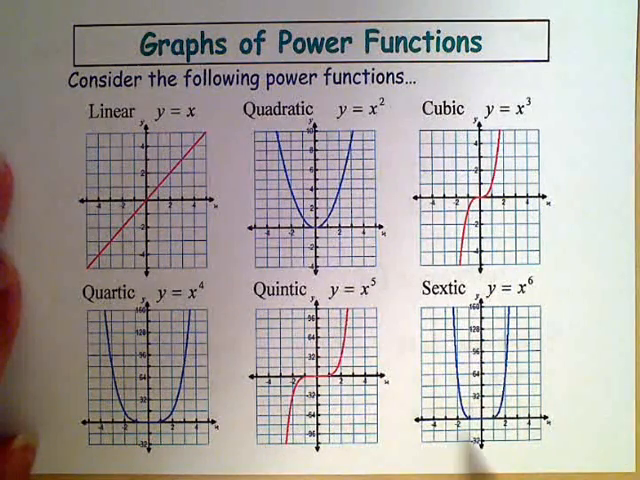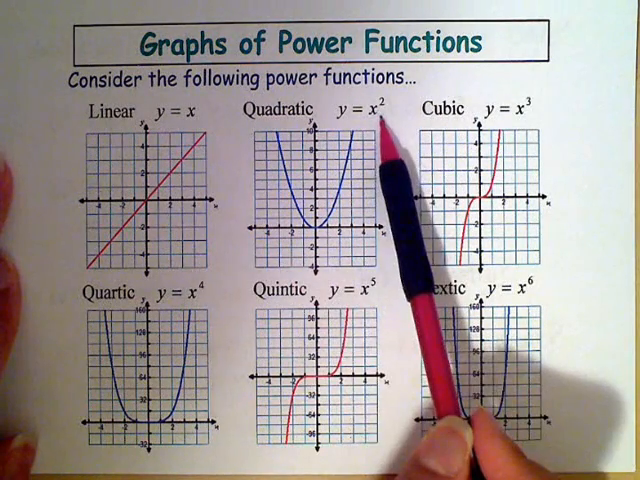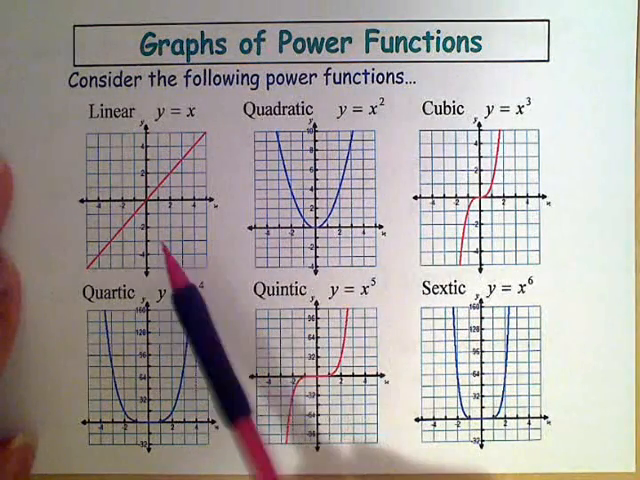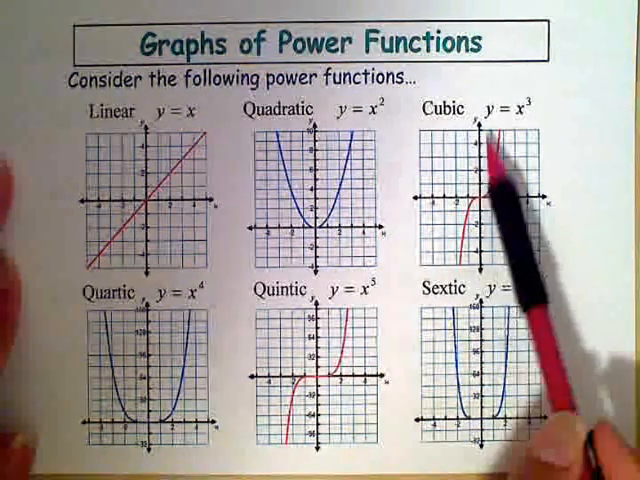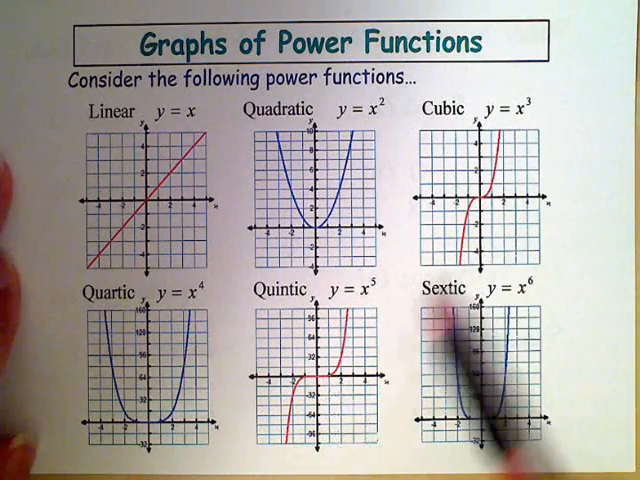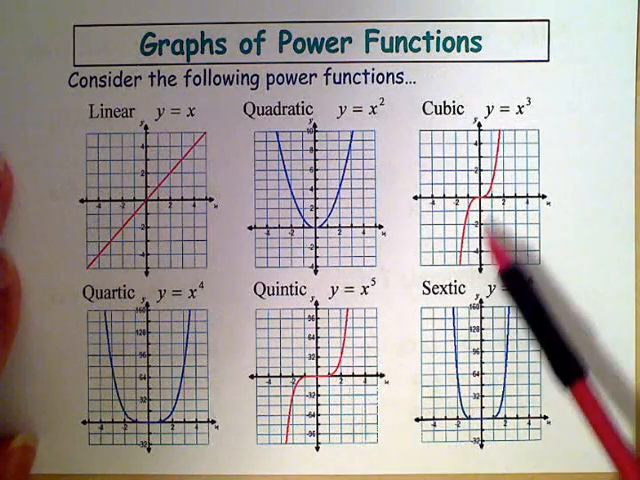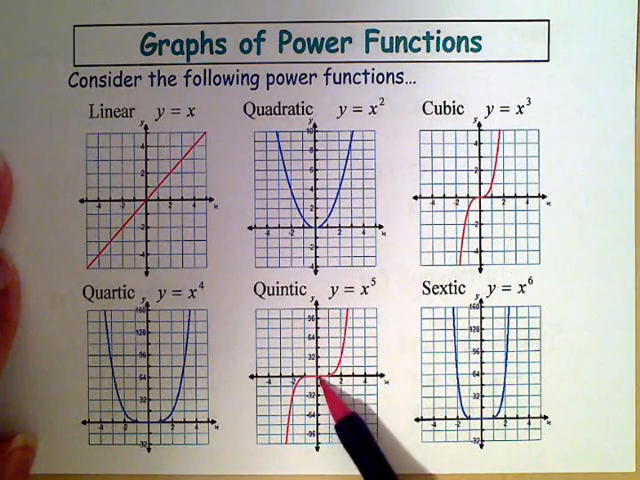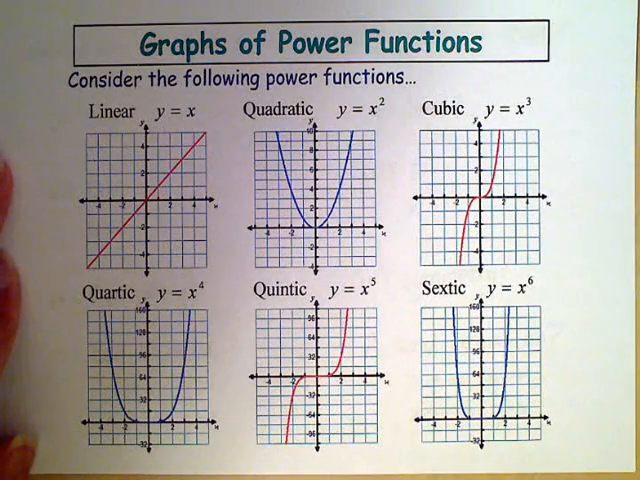Okay, so what happens is the higher the exponent on the actual power function, the flatter it is at the origin in this case. So you'll notice the cubic function and the quintic function as well. They both look the same, but the cubic function is not as flat as the quintic function. Okay, so some things to look for when you're looking at odd degree and even degree power functions.